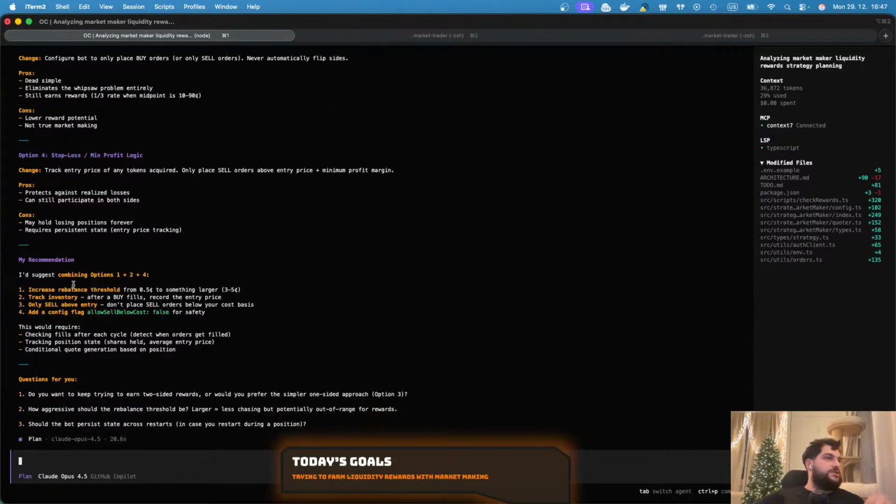My recommendation suggests combining options 1, 2, and 4. Increase the rebalance threshold from 0.5 to something larger, like 5 cents. Track inventory: after a buy fills, record the entry price. Only sell above entry, don't place sell orders below your cost basis. Add a config flag to allow selling below cost for safety. This would require checking fills and cycle detection.